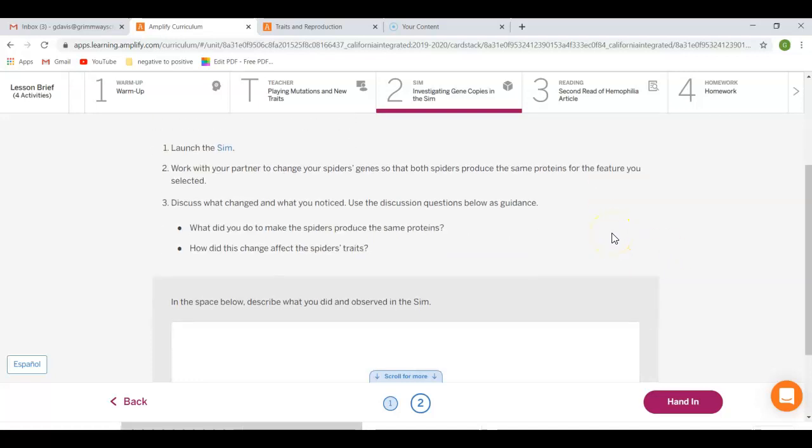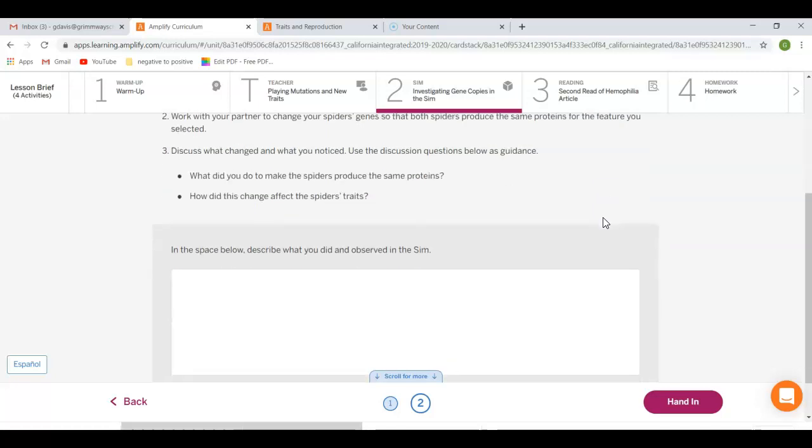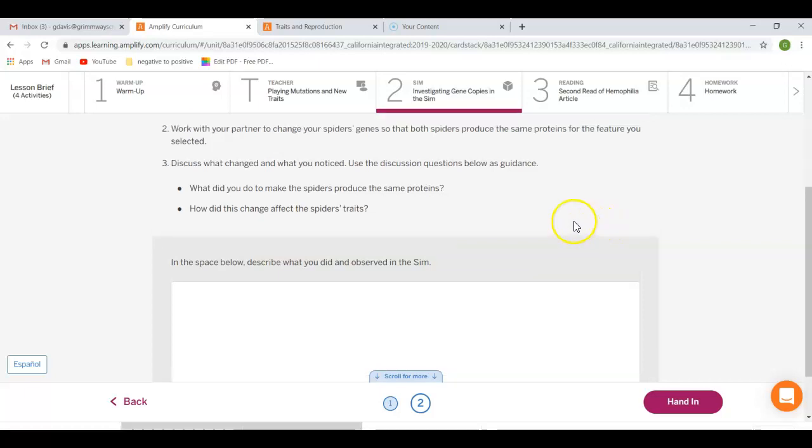So now the next part that you're going to do is you're going to work by yourself to change your spider's genes so that both spiders produce the same proteins for the feature you selected. Discuss what changed and what you noticed. Use the discussion question below as guidance. What did you do to make spiders produce the same proteins? How did this change affect the spider's traits? And then you'll answer in the space below, describe what you did and observed in the sim.